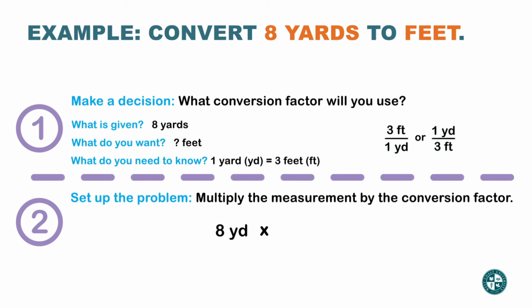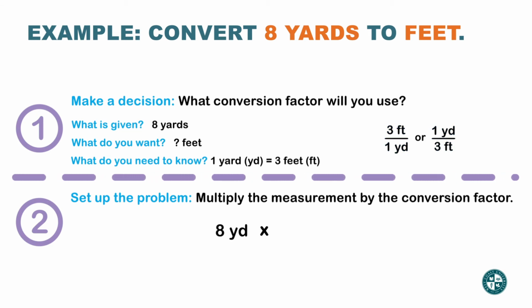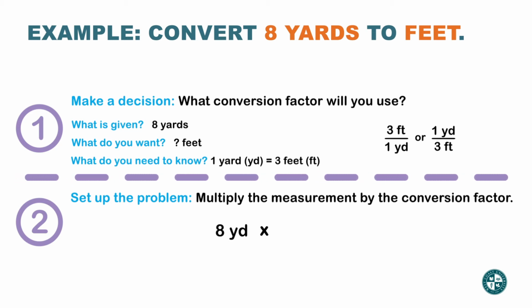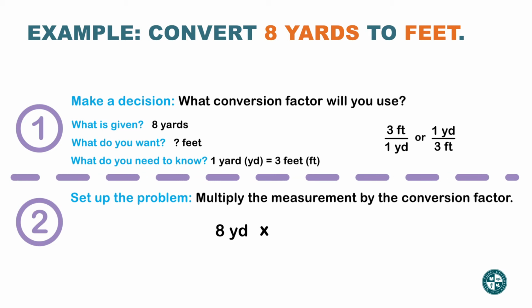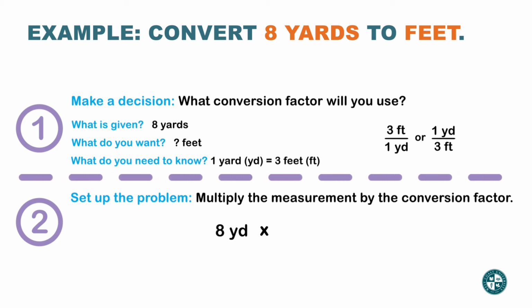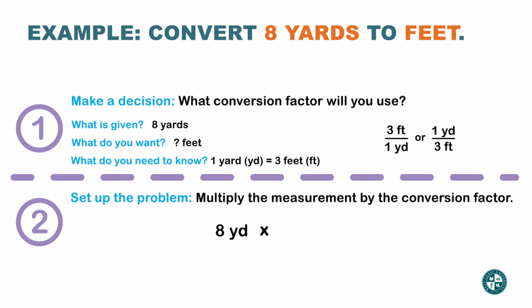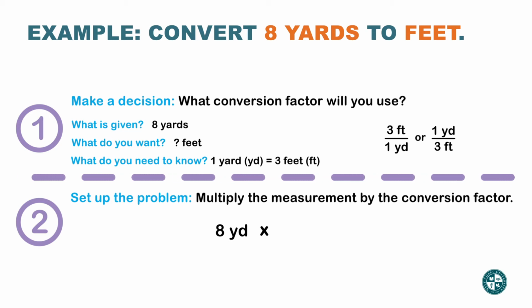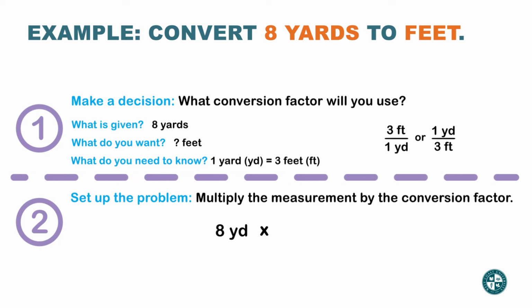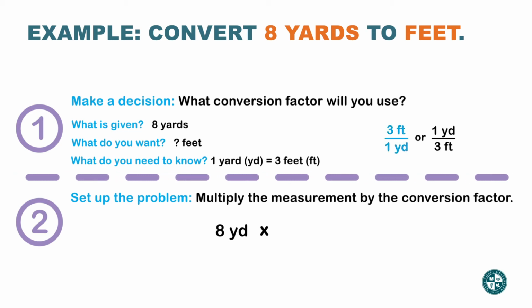Which of these 2 fractions will cancel out the word yards from the 8? Now remember, when I write it as a fraction, it will be 8 over 1. So yards is on the top of the fraction, 8 over 1. And I need to decide which of these 2 fractions cancels the word yards. And that will be the first fraction here.